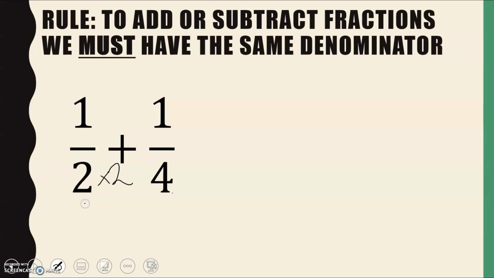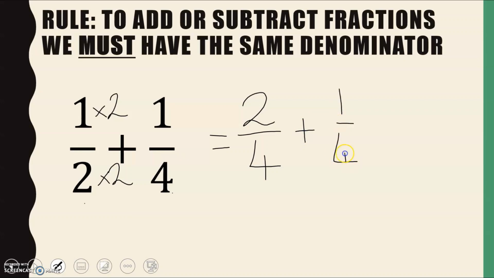Whatever I do to the bottom number, I must do to the top. So we are going to have to times 1 by 2 as well. That is then equal to 2/4. I haven't changed my second one because I still want that bottom number to match. So if I leave it as 1/4, I've got a 4 and a 4. 2 plus 1 then gives me 3, and my denominator stays the same. So that is how we have 1/2 plus 1/4 gives us 3/4 overall.